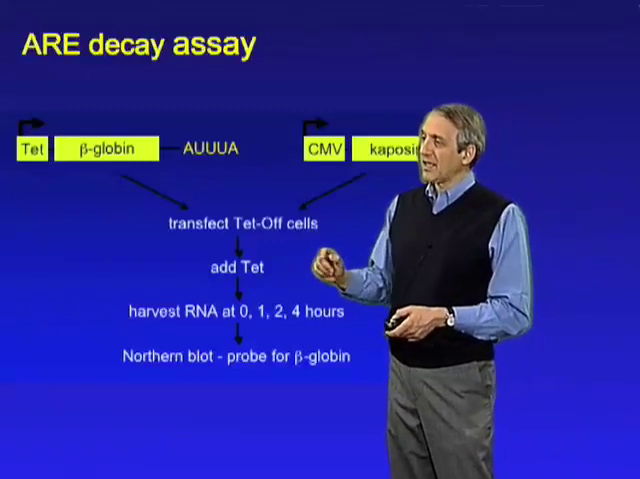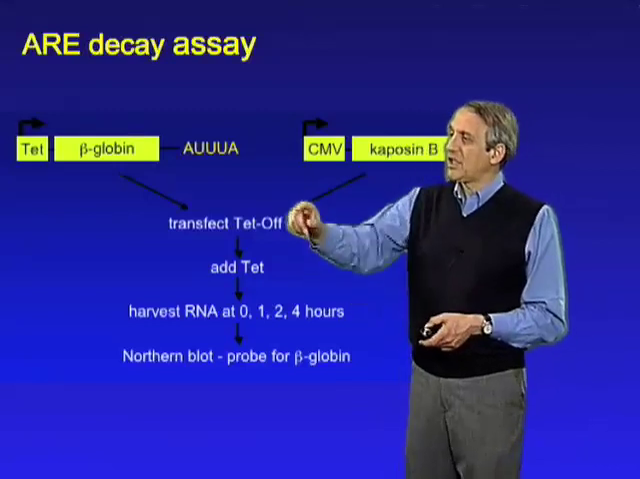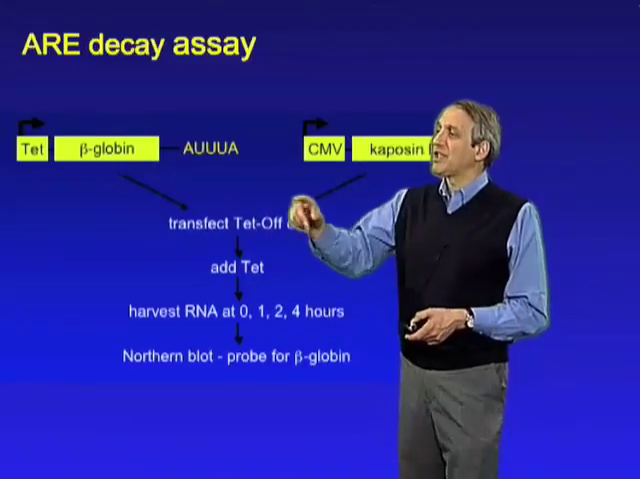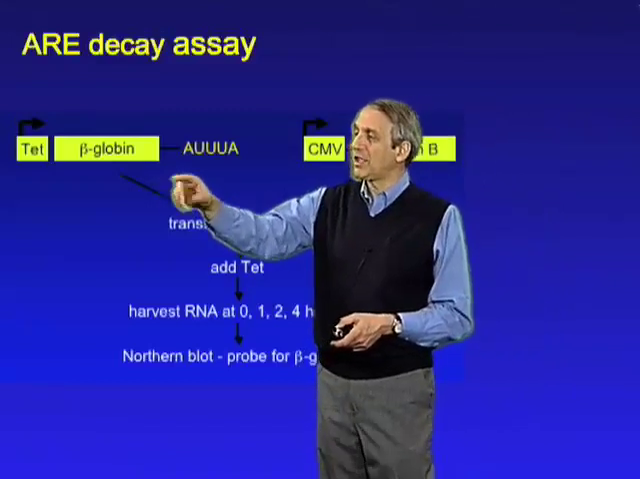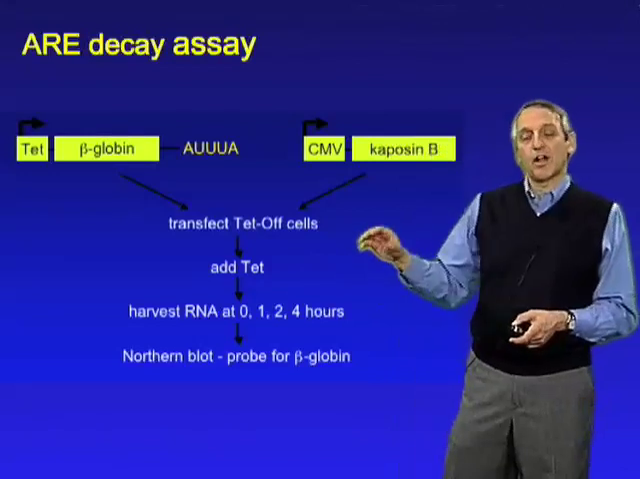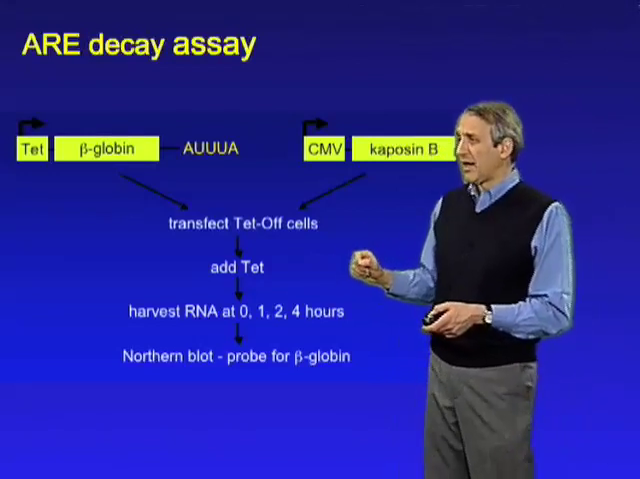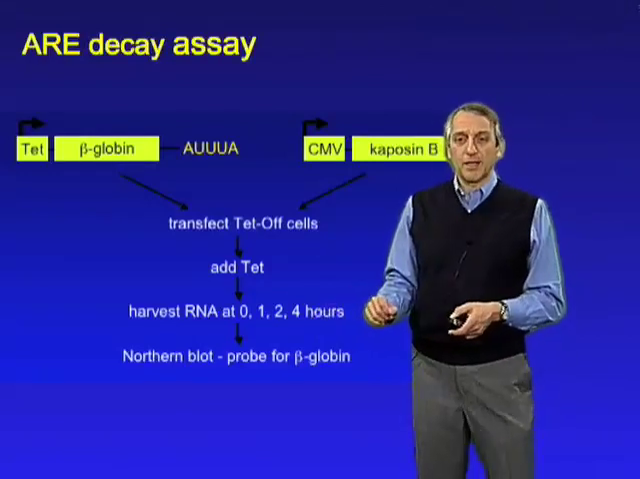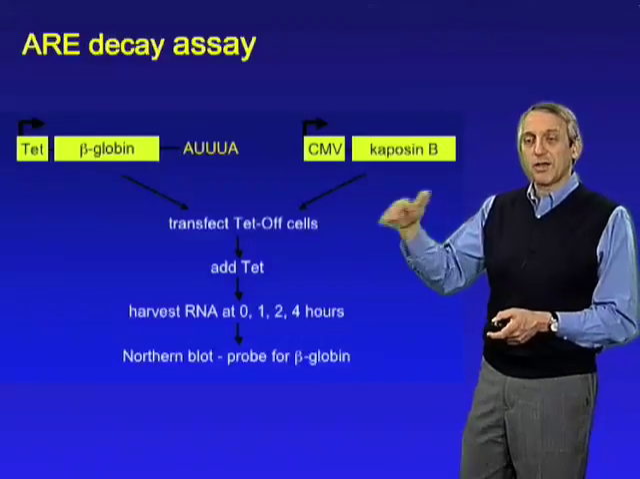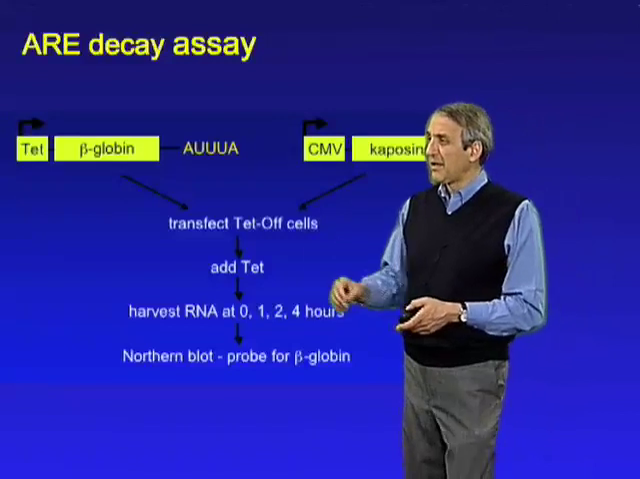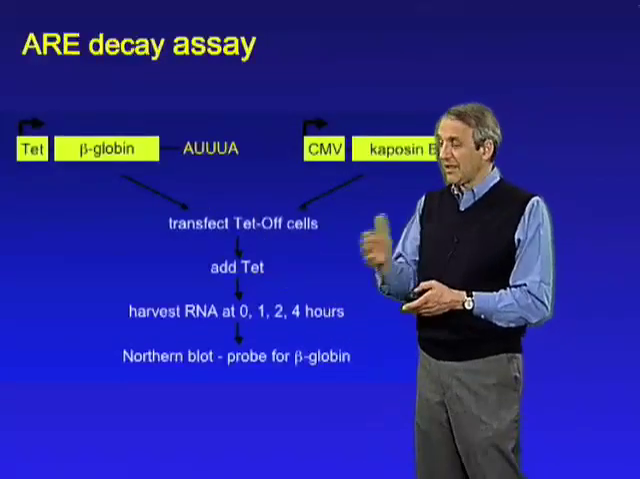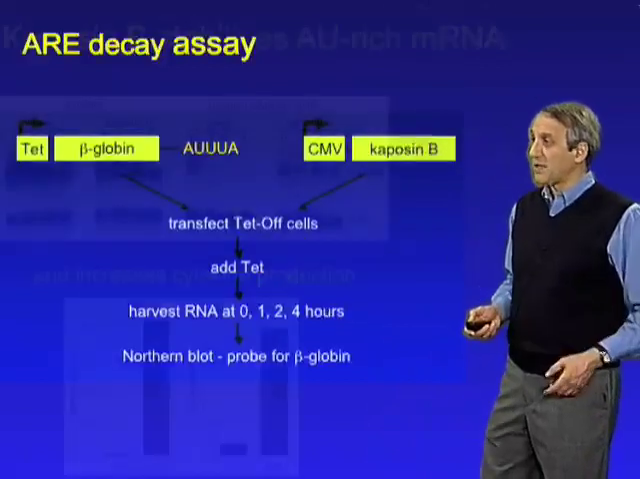Tetracycline or doxycycline is then added. The gene is turned on. The globin gene is turned off by the addition of doxycycline, and then RNA is harvested at various points and probed on a northern for beta globin. So this is a nice system because you can assess the stability of a message without toxic drugs like actinomycin D. The globin gene is turned off by the addition of doxycycline, and the half-life of the RNA is measured.